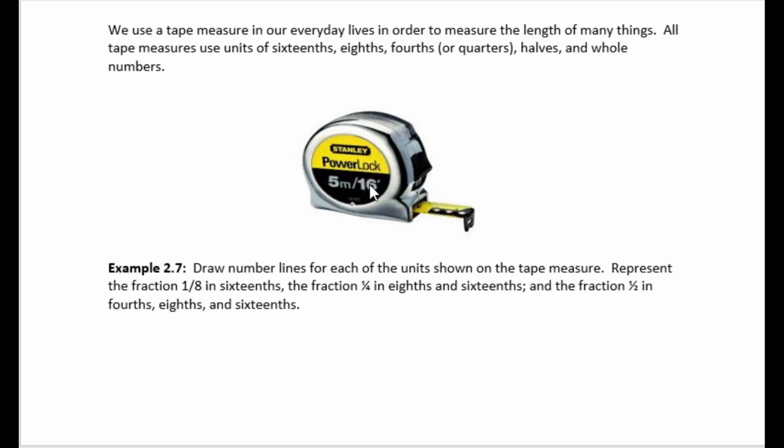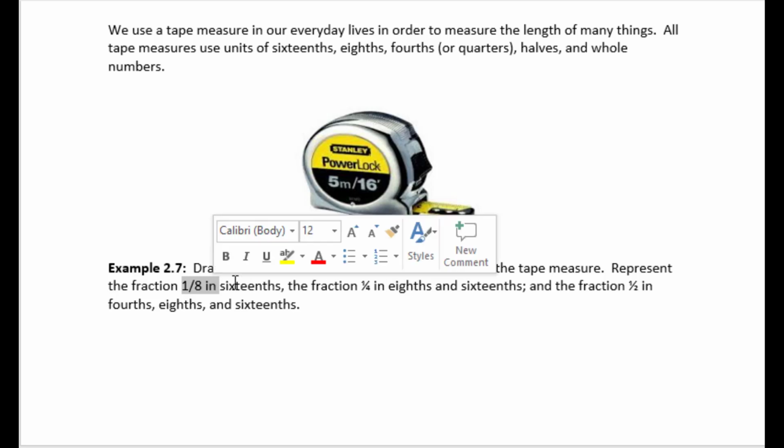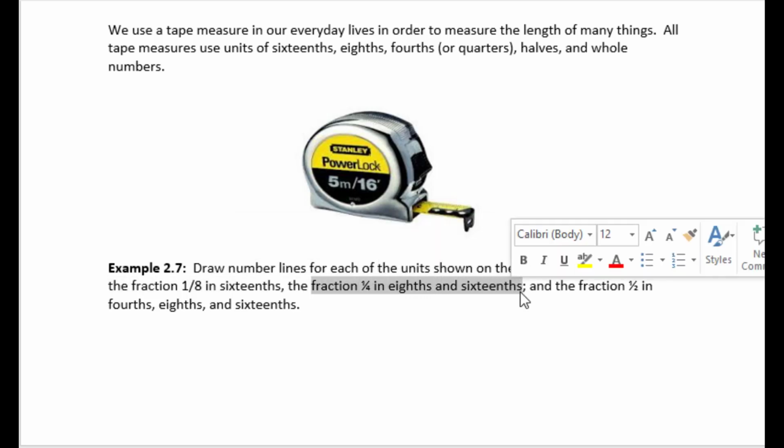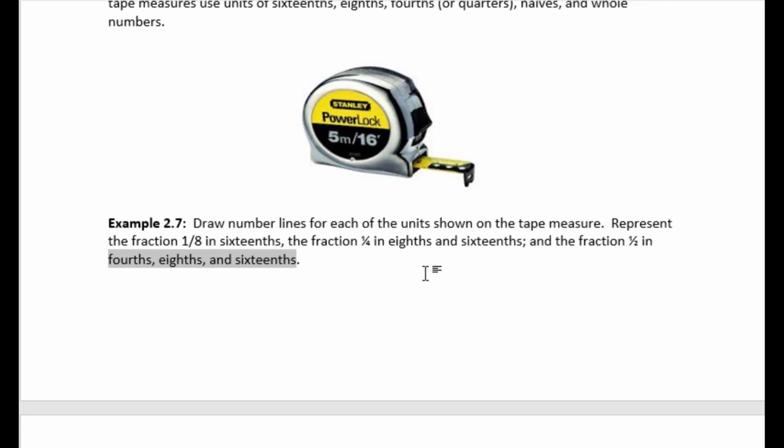So we're going to look at the units on a tape measure, which are sixteenths, eighths, fourths, quarters, halves, and whole numbers, right? And we're going to draw unit lines for each of the units shown on a tape measure. And we're going to represent the fraction 1/8. We're going to find 1/8 of an inch in sixteenths, and the fraction 1/4 in eighths and sixteenths, and the fraction 1/2 in fourths, eighths, and sixteenths. So let's show what I mean here.